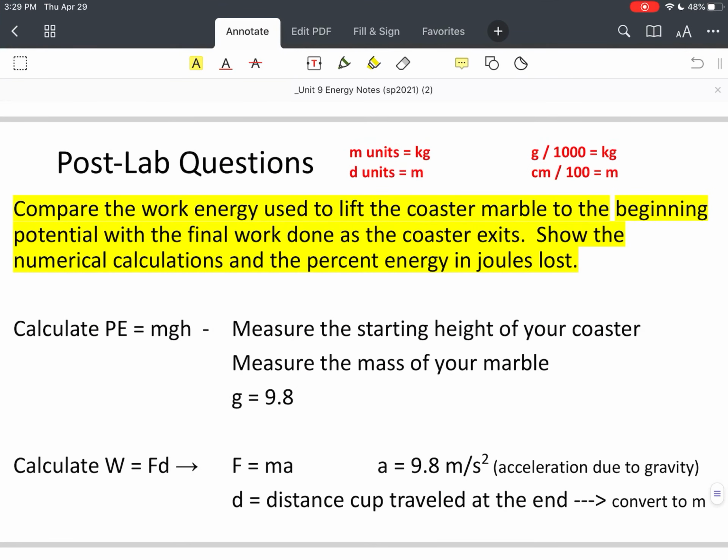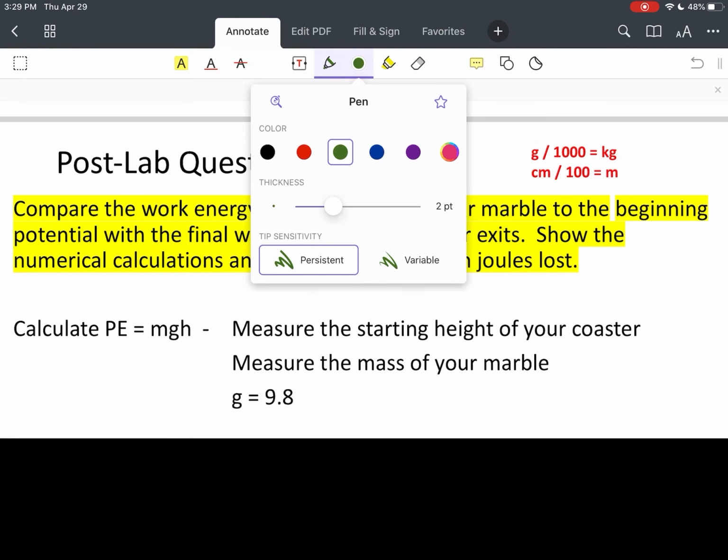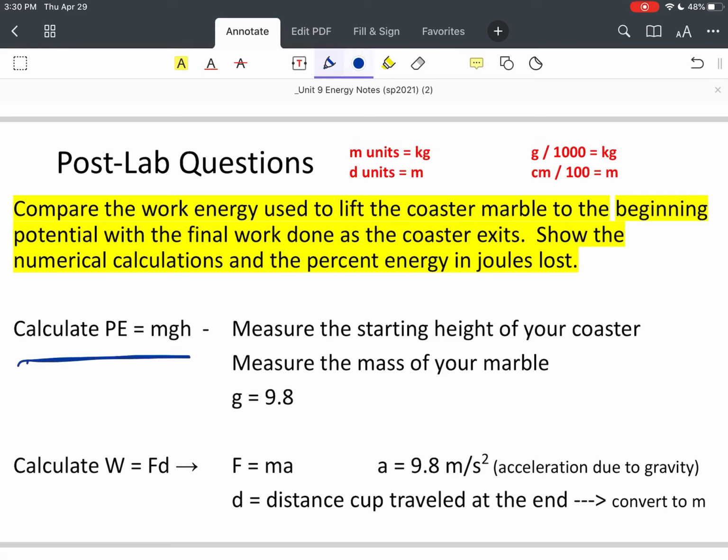So remember, the first thing we have to do is calculate the potential energy of our roller coaster. I'm going to do that by multiplying the mass of the marble, the gravity, so that would be right here, it's our acceleration due to gravity, and then the height of the roller coaster. Remember, I'll go back to the data page, but you'll just plug in the mass of the marble, this is 9.8, and then the height.